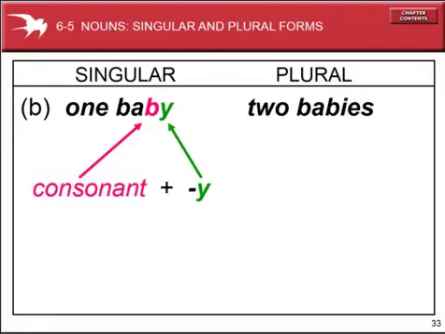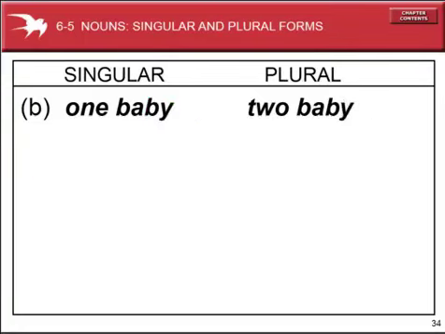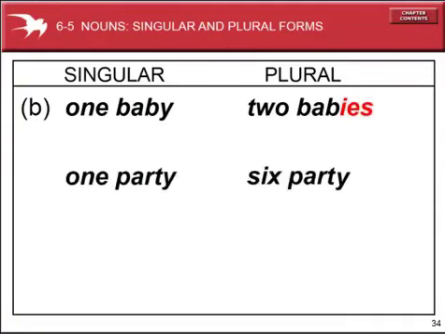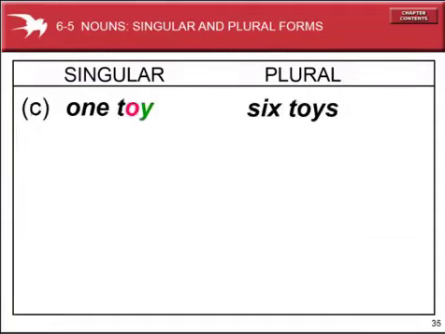Now, one baby. When you see a word ending with Y, and before that there is a consonant, instead of the Y we'll have to write I, and add ES to make the plural. Look, one baby and two babies. Instead of the Y we write I, then we add ES. One party and six parties.